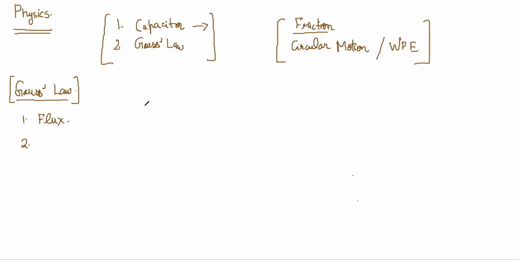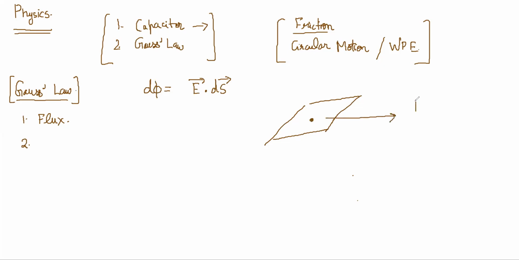Okay, so in Gauss's law, there are some definitions. What is the definition of flux? A small amount of flux d phi is equal to E dot ds, right? Yes, sir. So what do you mean by E dot ds? If there is an area like this and the field E is horizontal, then the area vector will be perpendicular to the area. This will be the area vector, right?